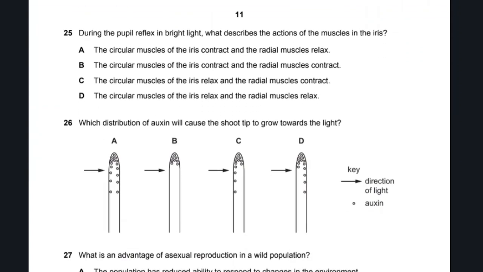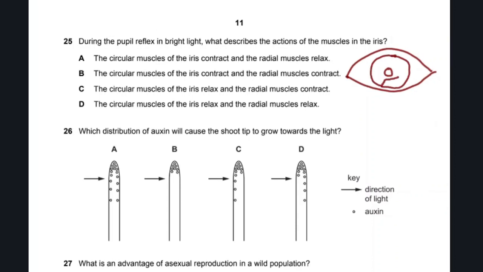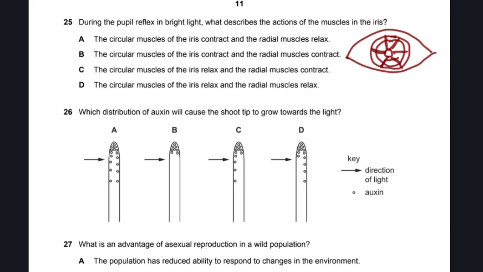During the pupil reflex in bright light, which describes the action of the muscles? We know that during bright light, the pupil constricts. Why does it constrict? Because around the pupil, the radial muscles relax and the circular muscles contract. So this type of action occurs. The circular muscle of the iris contracts and the radial muscle relaxes, and pupil size decreases during bright light.